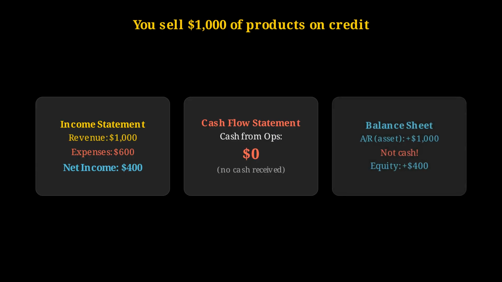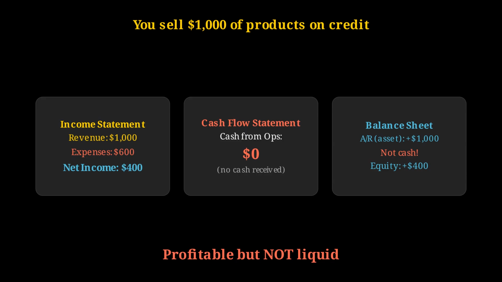No. You have not collected any cash yet. Your cash flow statement shows cash from operations of $0. The $1,000 is sitting in accounts receivable on the balance sheet. It is an asset, but it is not cash. This is the difference between accrual accounting and cash accounting.